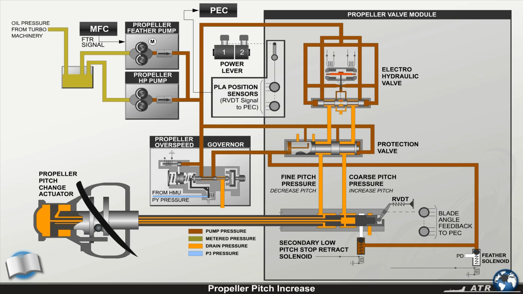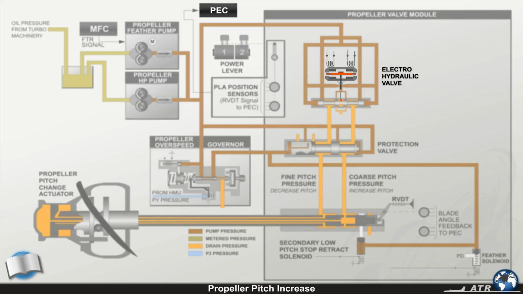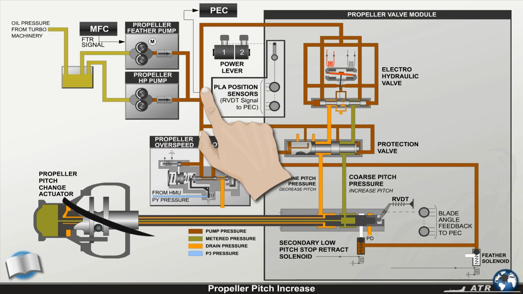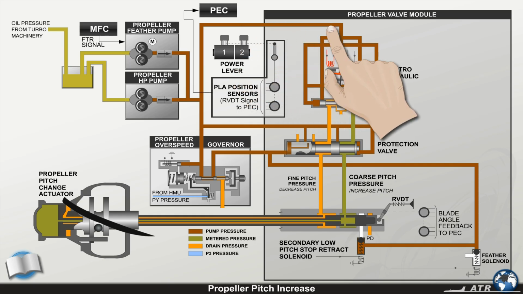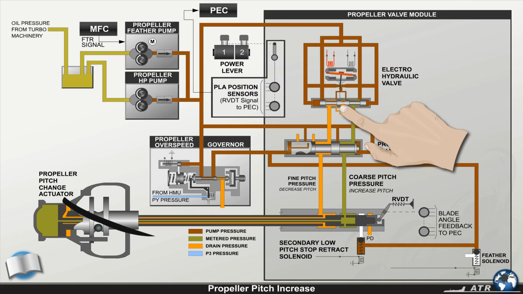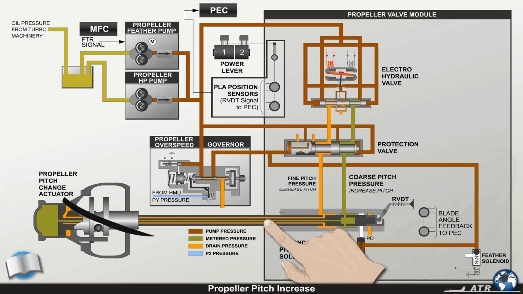Now that we're familiar with the components that supply and control oil pressure to control the propeller pitch, let's see how the pitch change occurs. As a result of the pilot's input, the PEC supplies a command current to the electro-hydraulic valve, EHV, to perform the calculated pitch change rate. High pressure supply from the high-pressure pump or feathering pump, depending on the mode, will be modified into a metered pressure. The valve will route the metered pressure through the oil transfer tube either to the decrease or increase pitch change of the pitch change actuator.